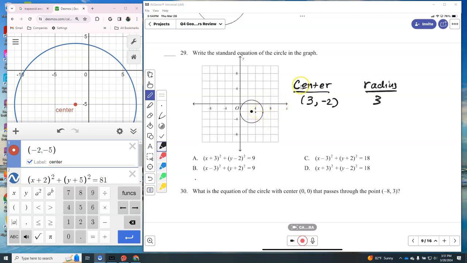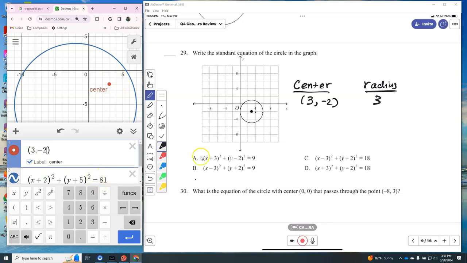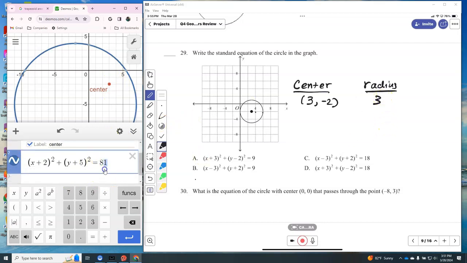So remember, I'm going to go ahead and graph it. I have 3, negative 2. That's where the center is. Now remember that the radius is 3, so it's going to have to be 3 squared, which is 9. So that tells you that I can eliminate C and D.